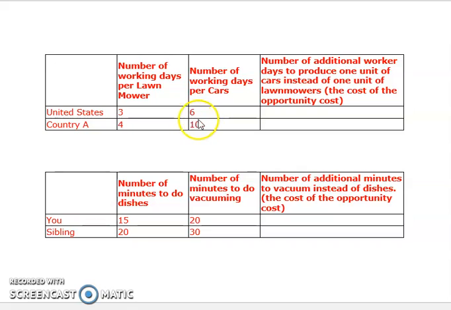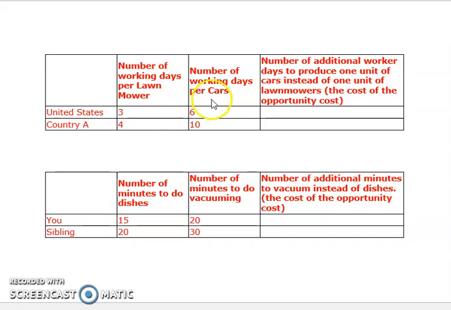So all we're going to do is determine what is the cost to each country of their opportunity cost. In other words, if the U.S. produces cars at the opportunity cost of lawnmowers, how expensive is that for them to do? And if country A makes cars at the opportunity cost of lawnmowers, how expensive is it for them to do that? We can determine that expense of what they're giving up by just determining the difference in working days, or in your assignment in the lesson, it's number of hours.